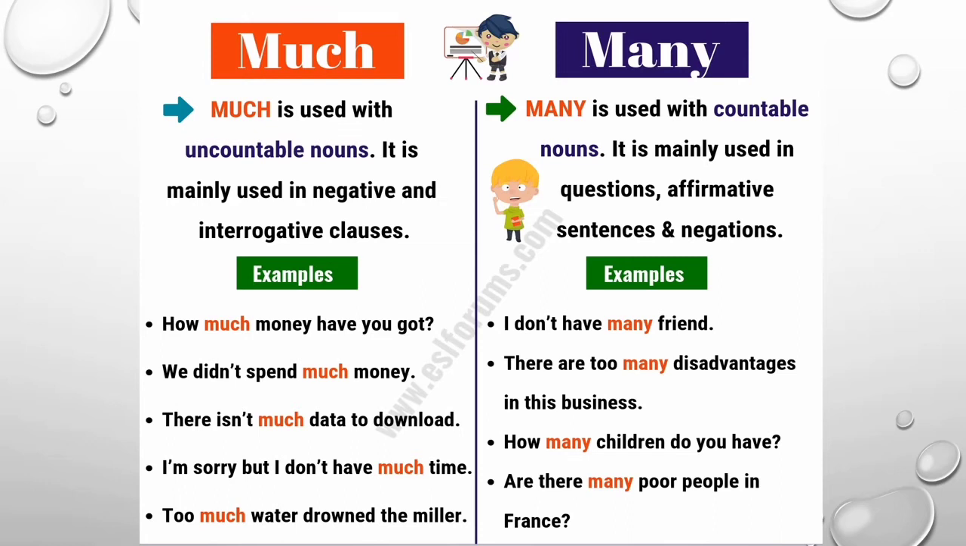And then for many: many is used with countable nouns. It is mainly used in questions, affirmative sentences, and negations. Example: I don't have many friends. We can count friends, so we have to use many. And: there are too many disadvantages in this business. And: how many children do you have? Because we can count the nouns using numbers, we have to use many.